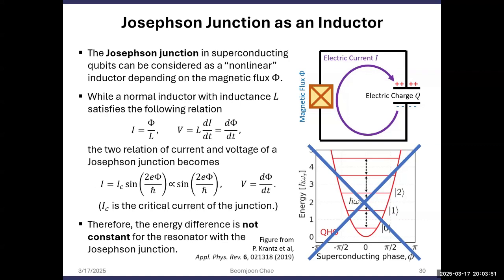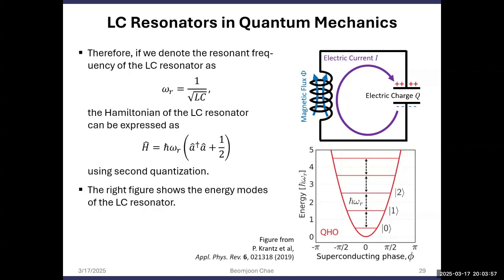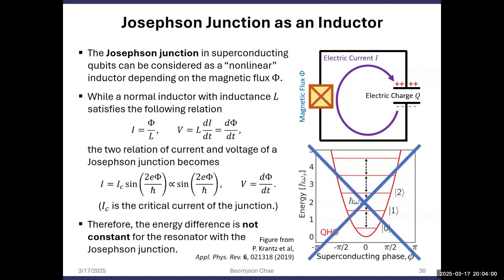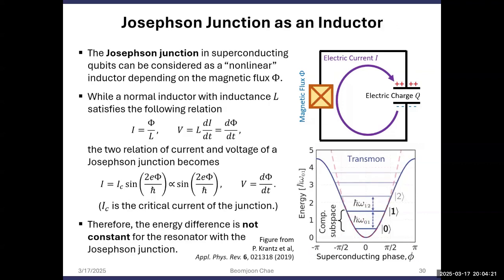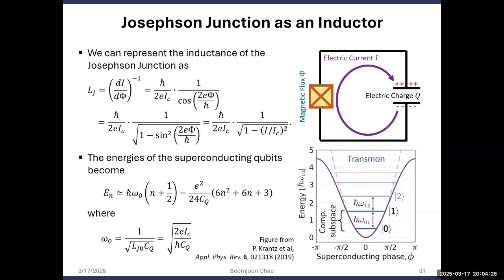So the energy difference, the gap between two energy states, is not constant for a resonator with the Josephson junction. In other words, this kind of LC resonator has energy levels which are quite different from the previous diagram. And if you draw the diagram, it is going to be like this. And so, how can we understand the behavior of the Josephson junction?